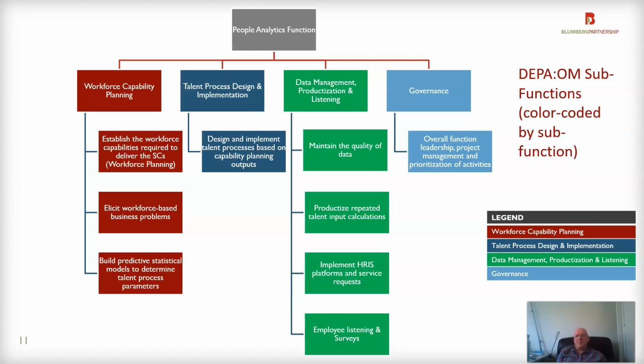So let's have a look at Workforce Capability Planning. Their role is to establish the workforce capabilities needed to deliver those strategic capabilities. And workforce planning might be a way to do that. We'll look in the following slide at what are the processes used for achieving that. The workforce capability planning sub-function also elicits workforce-based business problems. And again, we'll have a look at that. They are also the team that build the predictive models and the workforce planning models, which will give you the parameters to create your talent processes.